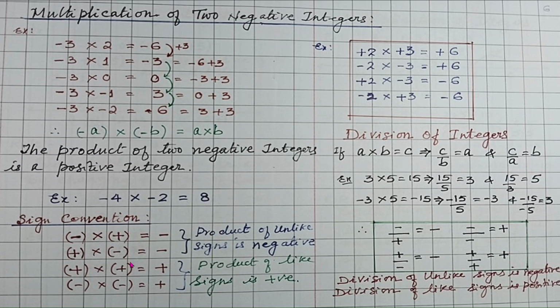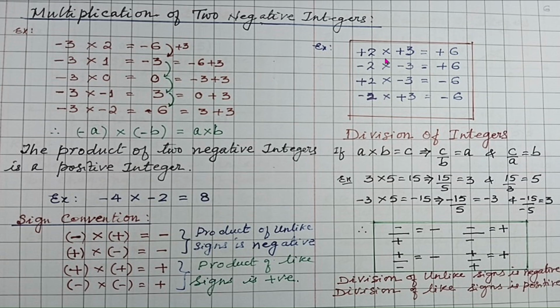Now, what is the sign convention of multiplication of integers? Multiplication of two unlike signs, minus and plus, is always minus. Plus and minus is minus. So, the product of unlike signs is always negative. Whereas the product of two like signs, plus into plus is plus, minus into minus is plus, that is, the product of like signs is always positive.